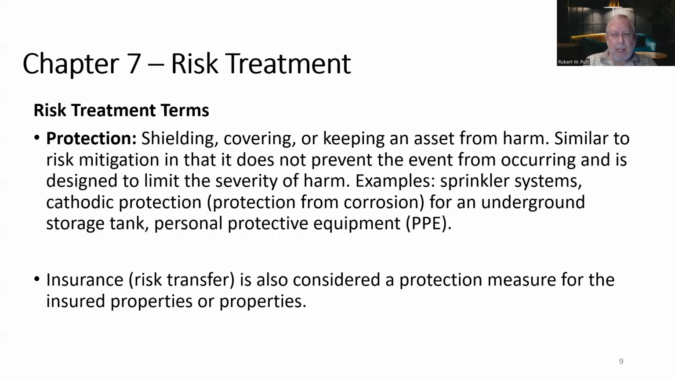Risk treatment terms: protection, shielding, covering, or keeping an asset from harm. Similar to risk mitigation, it does not prevent the event from occurring and is designed to limit the severity of harm. Examples are sprinkler systems, cathodic protection, which is protection from corrosion, for an underground storage tank, PPE. Insurance, which is a risk transfer, is also considered a protection measure for the insured property.